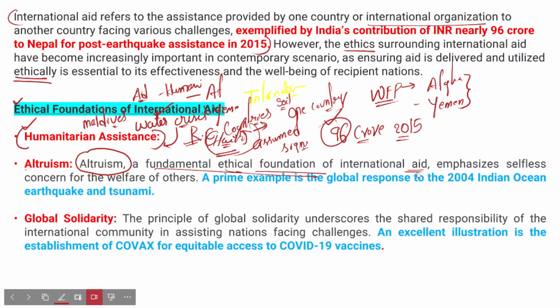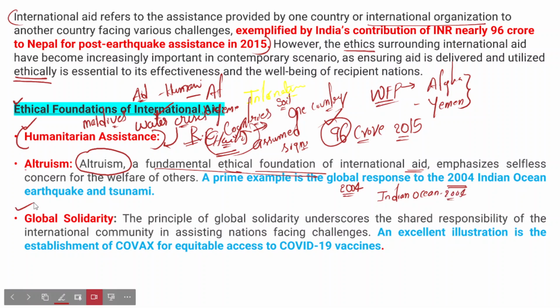It in fact emphasizes selflessness on the part of the donor of the international aid. One such example is the devastating 2004 tsunami. The global response was immense and enormous. Several countries came up with moral, material, and financial support for the countries around the Indian Ocean that were impacted by the 2004 Indian Ocean tsunami.